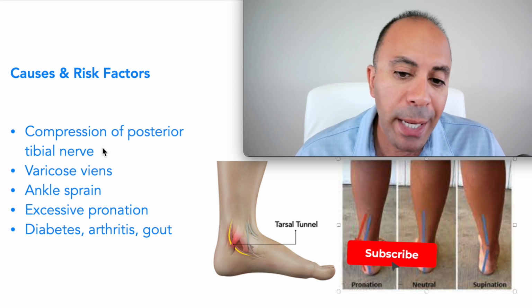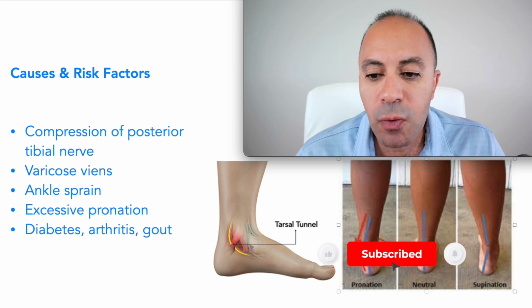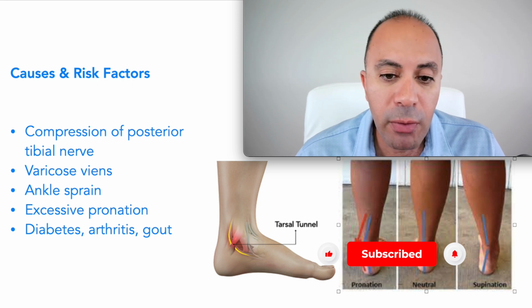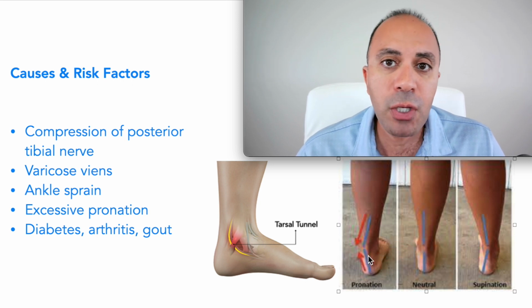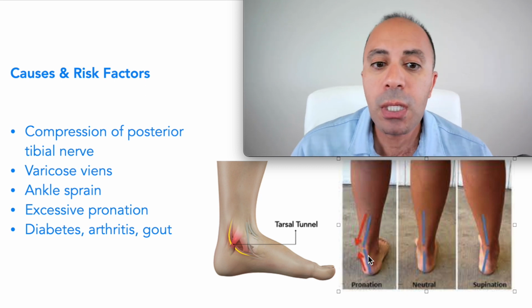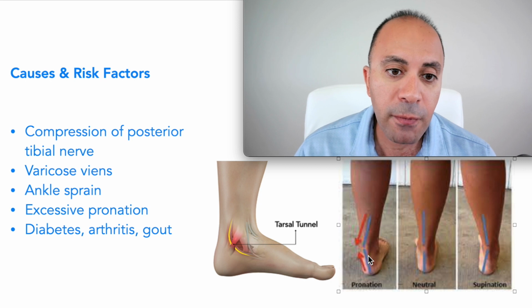Also, if you are diabetic or have arthritis or gout, that causes inflammation in the tarsal tunnel, and it could compress the nerve here. Also, some patients might have a varicose vein around that area that causes inflammation. That's also a risk factor.